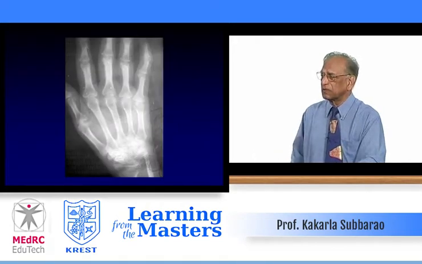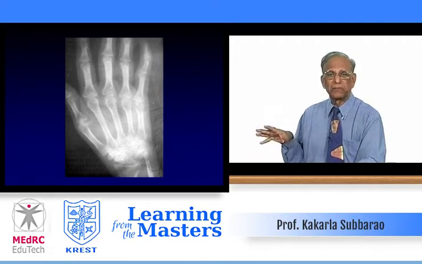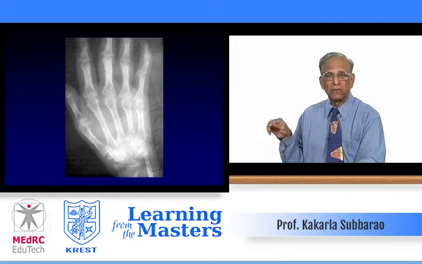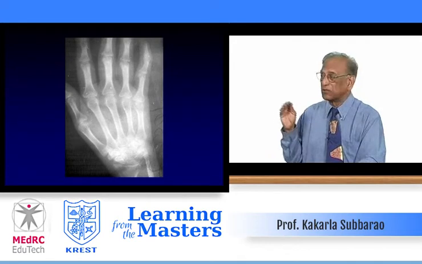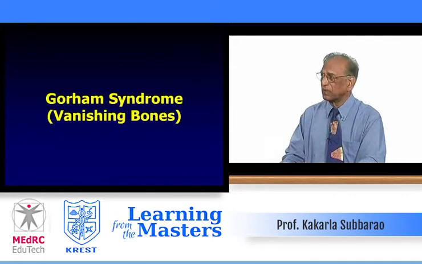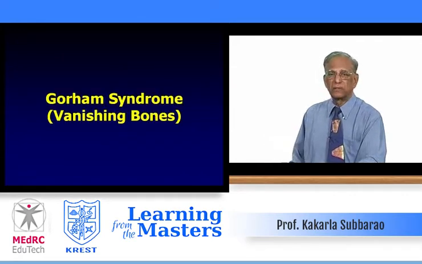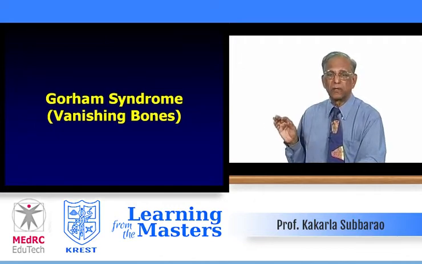Again, when you come to the wrist, there is a dissolution of the articular margins of the carpus. The bones are small, as though they are partially resorbed symmetrically. And there is, of course, a dislocation at the radioulnar joint. With these findings, as we have said earlier, only we can think of Gorham syndrome or vanishing bone disease. The etiology, we don't know. Let us see.